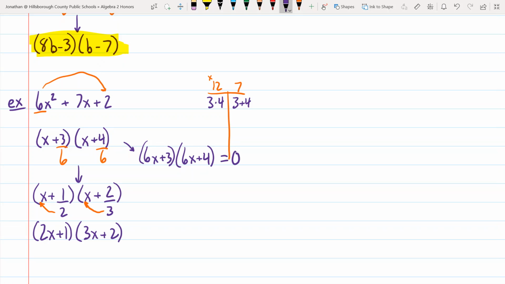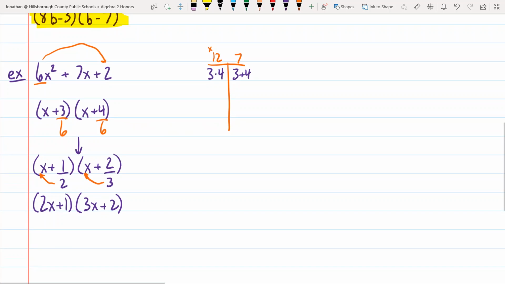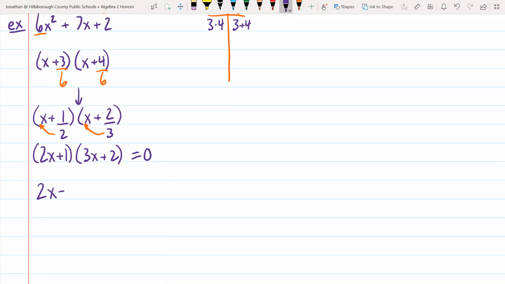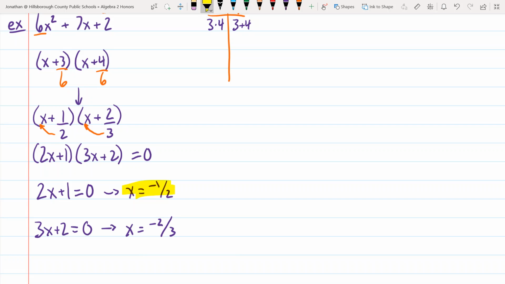Now, if you're solving, it would work itself out because you'd still simplify, but you're not always going to be solving these. Sometimes you're just factoring them. So let's say we were solving this. Let's just add that on there. We would subtract 1, divide by 2. That's our first answer. And 3x plus 2 equals 0. We would subtract 2, divide by 3. And that's if we were solving it. Those would be our answers.